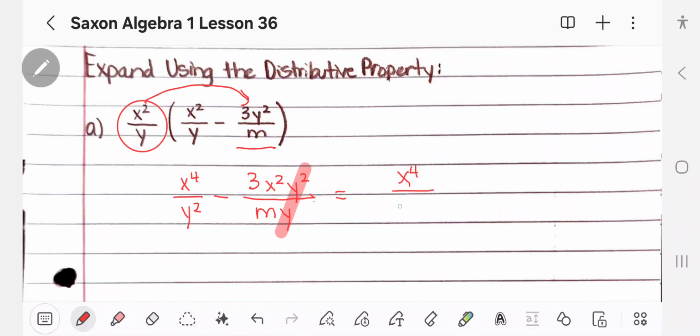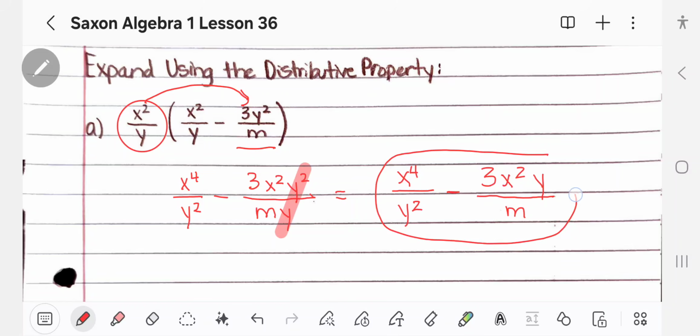X to the fourth over y squared minus, and I've still got a 3 and an x squared. And one of the y's in the numerator is going to cancel with one of the y's in the denominator. And there's your simplified answer. So make sure you simplify when you distribute.